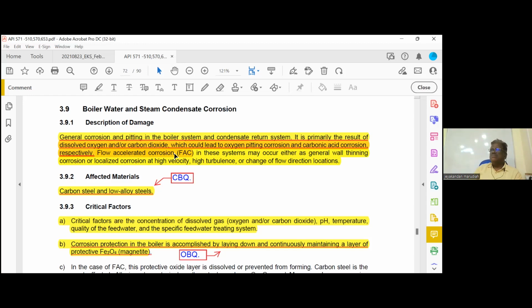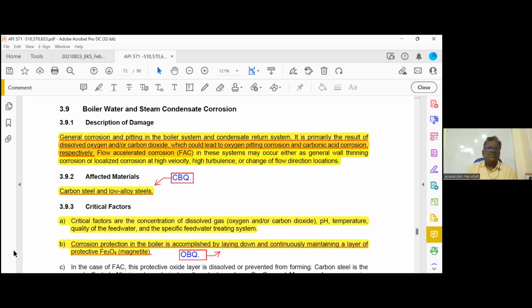So they will add some chemicals like hydrazine. There are some chemicals they will add. Then which NDT are we using here? Here the NDT is, you have to monitor the condensate water sample, and we have to take the water sample and analyze whether we have oxygen or carbon dioxide content. That's this damage mechanism.